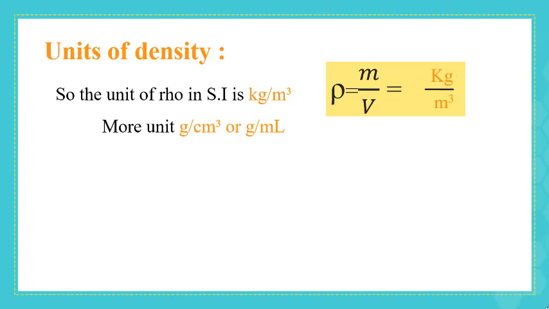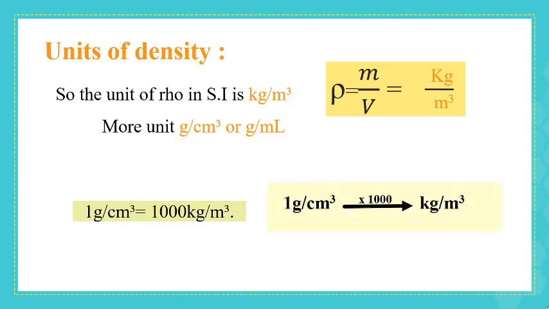And as usual, there is a relation between these two units, kilogram per meter cube and gram per centimeter cube, where 1 gram per centimeter cube is equal 1000 kilogram per meter cube. That means to convert from gram per centimeter cube to kilogram per meter cube, you have to multiply by 1000. And if you want to convert from kilogram per meter cube to gram per centimeter cube, you have to divide by 1000.